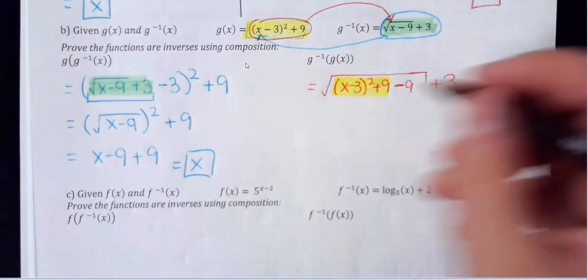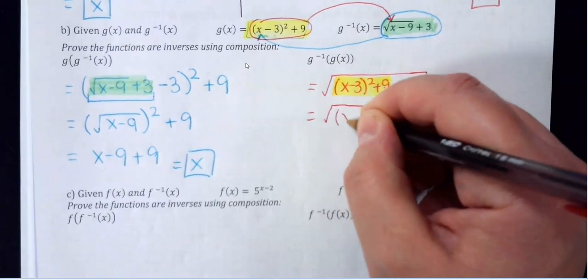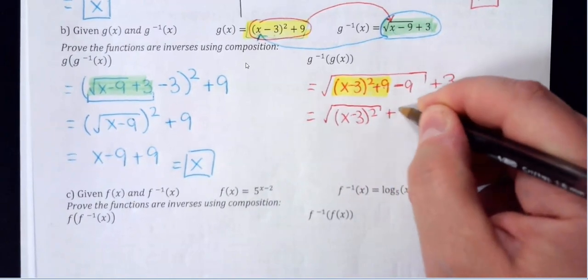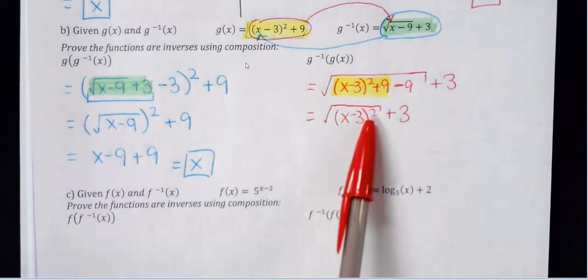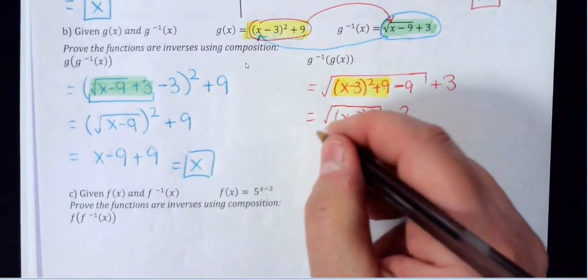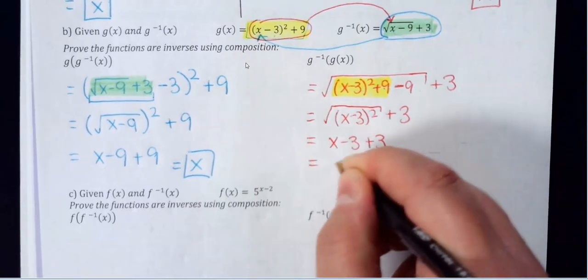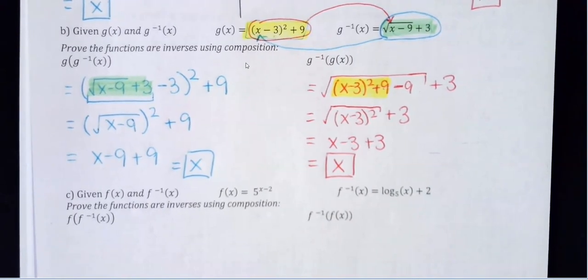Okay, now if you look under the square root, you have a plus 9 and a minus 9, so those are going to cancel out. So that first term would just simplify to be x minus 3 squared under a square root. And then I have a plus 3 on the outside. Now it's similar to the last question, but it's actually reversed. The last question, I had a square root that was being squared. Here, I have a square root of something that's being squared. So it's reversed, but same thing, square root and squared cancel each other out. So this just becomes x minus 3. And then you have this plus 3 on the outside. And the minus 3 and the plus 3 are going to cancel each other out. And you're left with x, which is what you're trying to show.